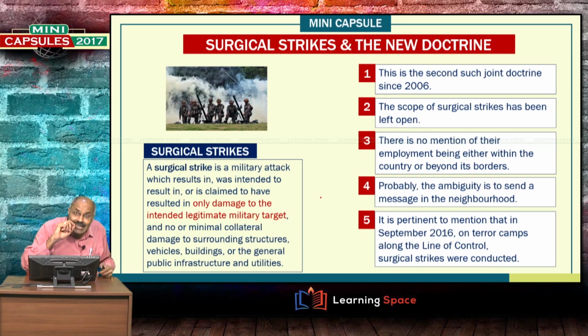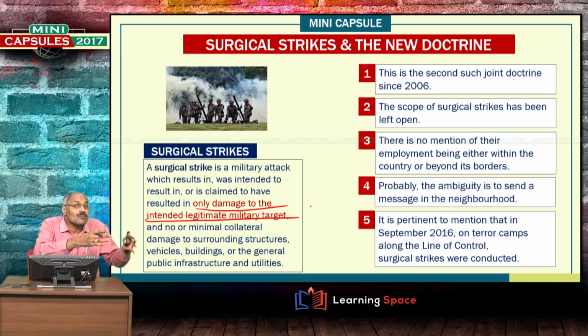Now, surgical strike, what is the meaning? Here, the meaning is it will cause damage only to the intended legitimate military target. Only one military target will be decimated, or you can say only a legitimate military target or a terrorist camp may be decimated. The damage will be restricted to that particular area or entity only, and there will not be any damage to any other structure, and they will retreat back to the homeland immediately. So, that is the surgical strike, right?